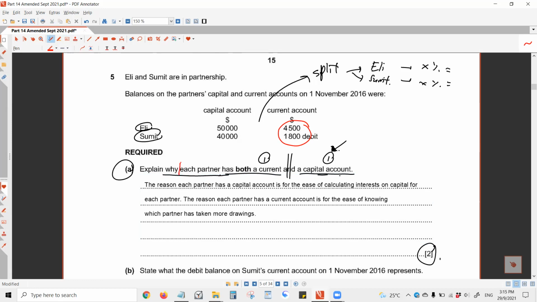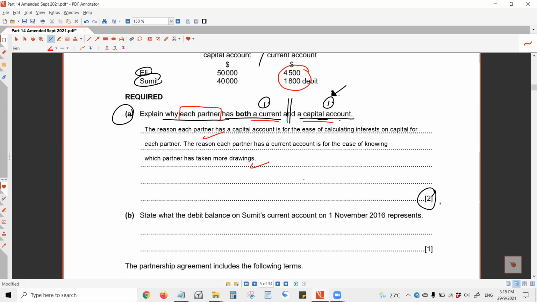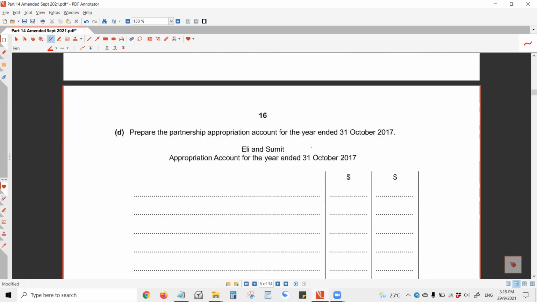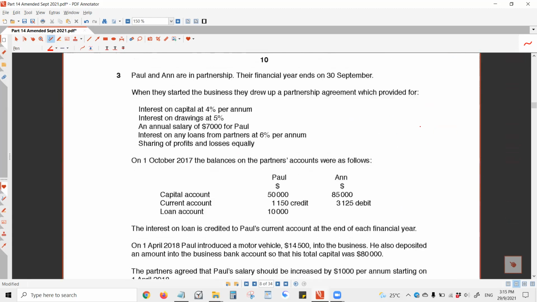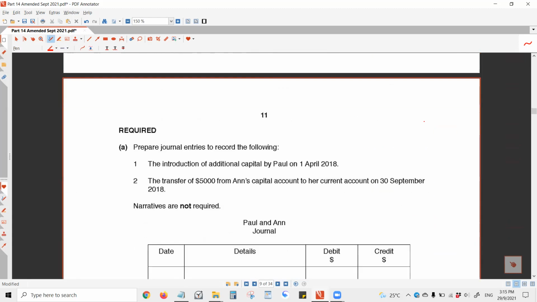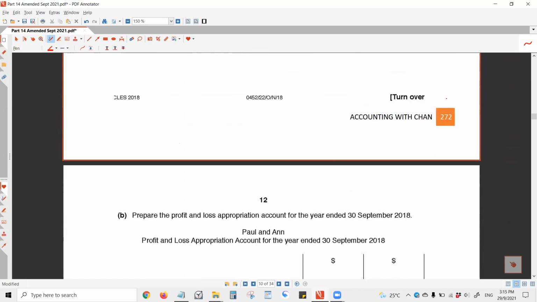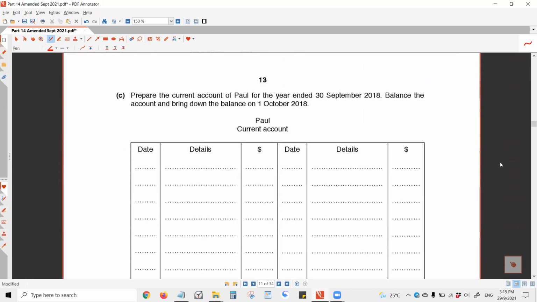If they ask you why each of them needs to have a current account, why each of them needs to have a capital account, these are the standardized answers. No other answers you can write. Okay, you can see the mark scheme. I prefer these answers more. I show you more questions. The questions I show you just now, they are very popular and you must know how to write them. Now, more questions.